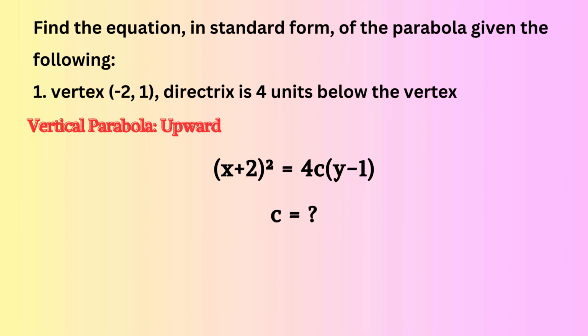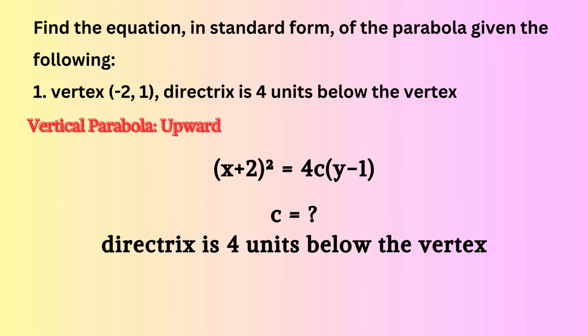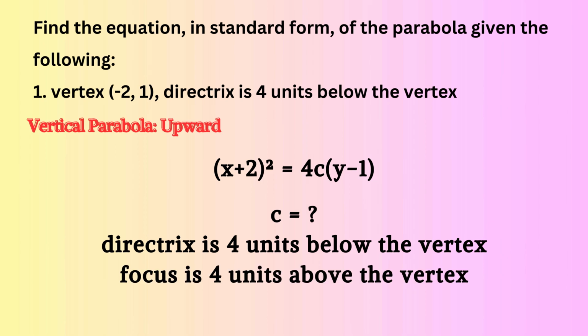This time, we find the value of c, where c refers to the focal length, the distance from the vertex to the focus. It was given that the directrix is 4 units below the vertex. Since the distance from the vertex to the nearest point on the directrix is equal to the distance from the vertex to the focus, then we can say that the focus is also 4 units away from the vertex. Hence, c is equal to 4.